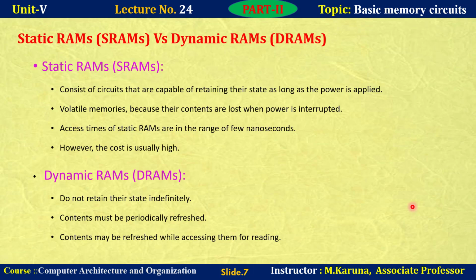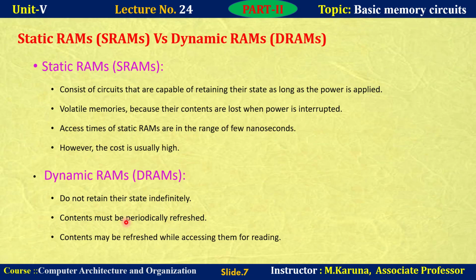Let us see the difference between static RAMs and dynamic RAMs. Static RAMs consist of circuits that are capable of retaining their state as long as power is applied. That's why we say these RAMs are volatile memories, because their contents are lost when power is off. Access times of static RAMs are in the range of a few nanoseconds. However, cost is high.